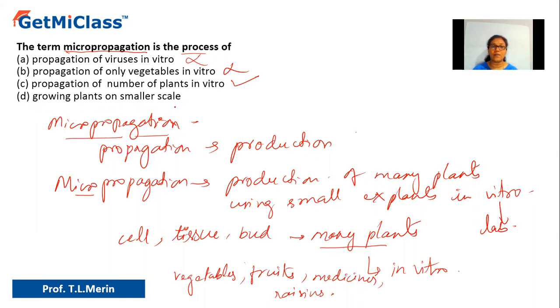Option D says growing plants on smaller scale. No, it is not only smaller scale. It actually happens at large scale. Hence, the correct option will be option C. So let us conclude. The correct answer is option C.